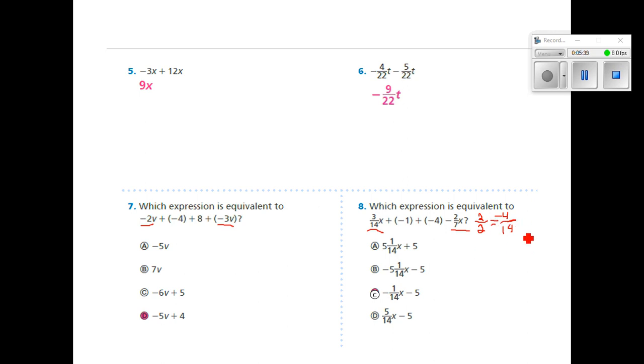Now, I can go ahead and look, I've got to take this and combine it with 3 over 14x. Remember, this isn't x over here. And so we've got 3 minus 4, that's negative 1. So this is really negative 1 over 14x. So negative 1 over 14x minus 5, it appears that C will be our answer.